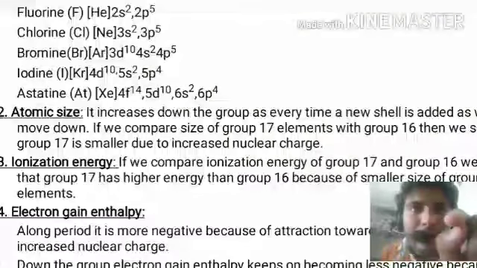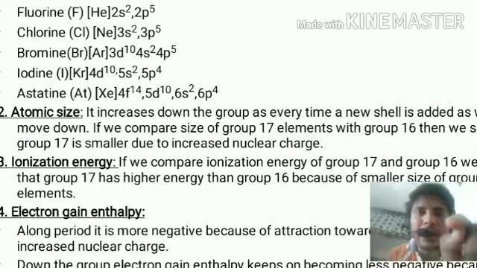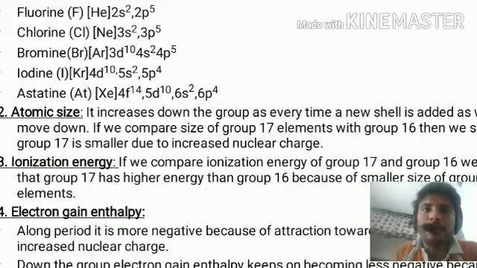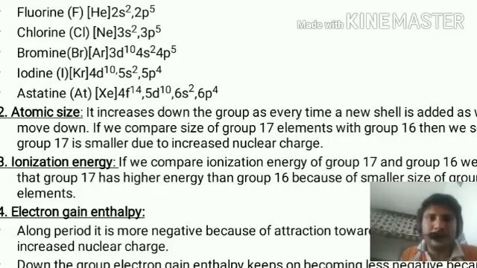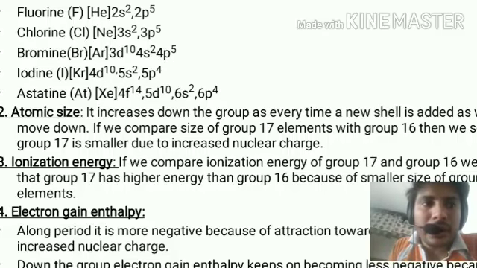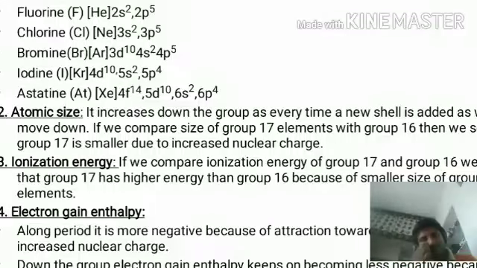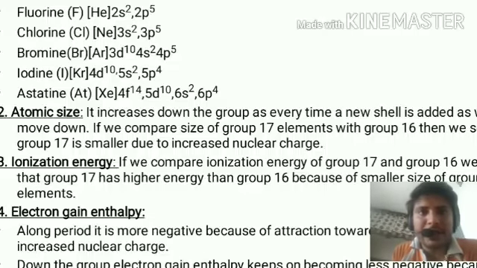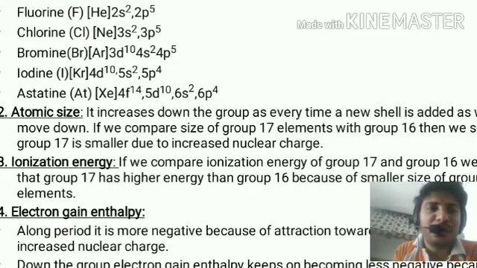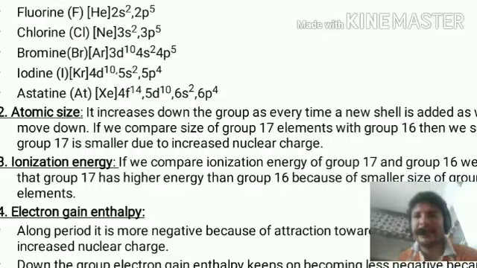Look at the iodine, 5s2 5p4. It is not right, it is wrong. It is 5s2 5p5. And the electronic configuration of astatine is given as 6s2 6p4. Again it is a printing mistake, the reality is 6s2 6p5.